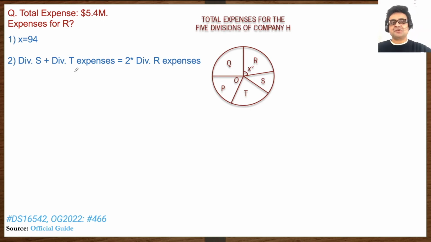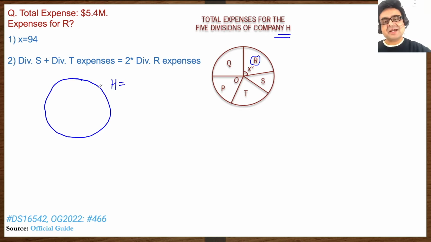Let's get started. So the information given in this question is the following. The circle represents all the expenses done by company H, and each of the sectors gives you the expenses for each of these divisions. And we are asked what is the expense for division R. We are going to really focus on how the expenses of each of these divisions are related to this angle that is given, and what it means.